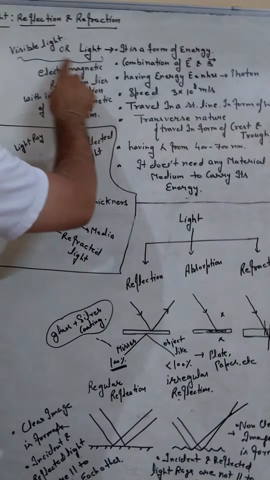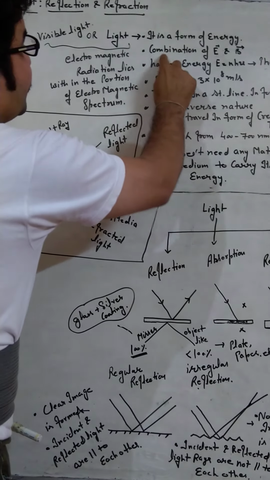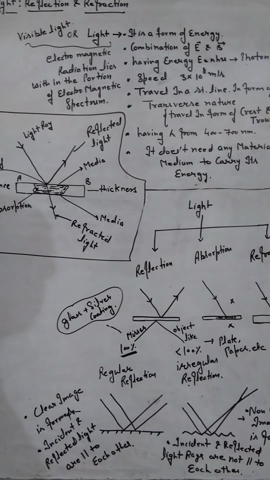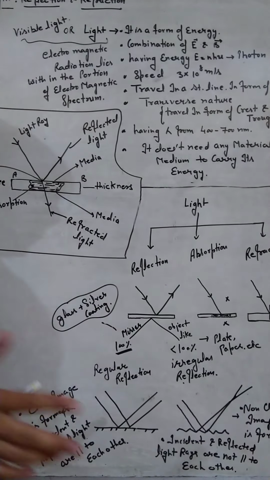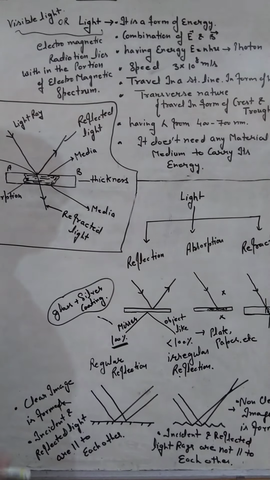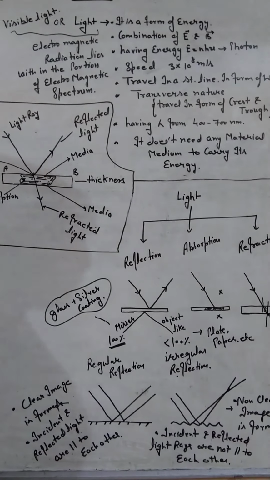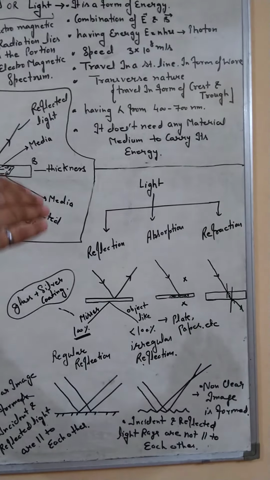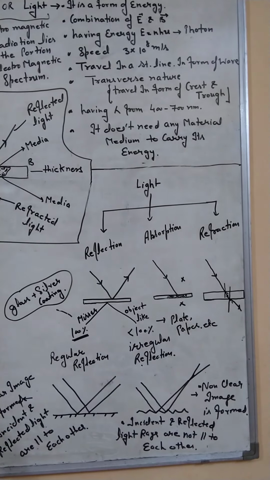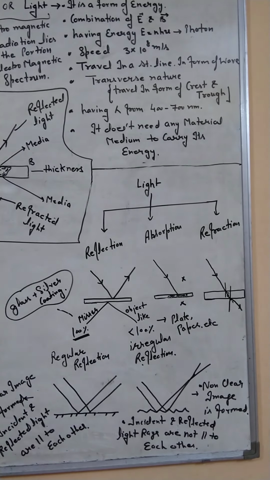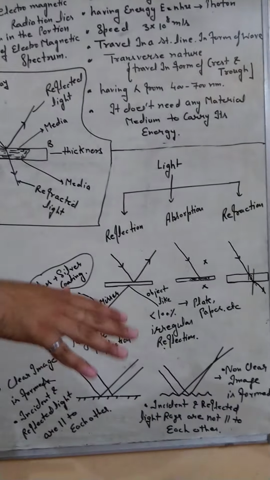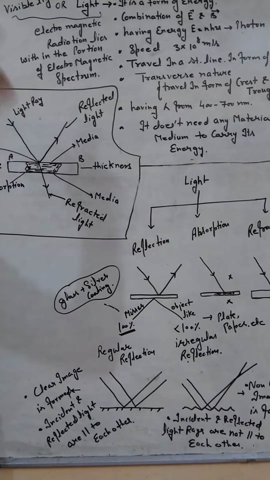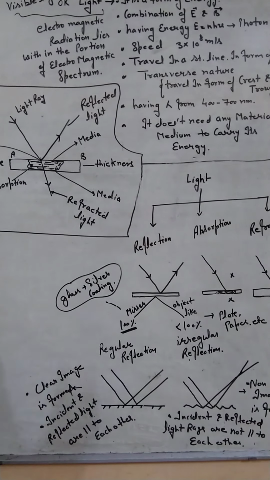Second one, light is actually a combination of electric and magnetic fields. Electric and magnetic fields combinedly act perpendicular to each other, and then their combination moves in a third perpendicular direction, which is called an electromagnetic wave. And in that electromagnetic wave there is a light called visible light, which we discuss here.